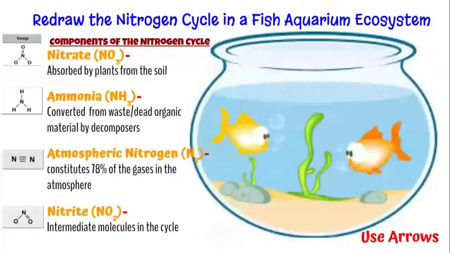So you're going to redraw that nitrogen cycle. So we relisted the words here for you in the definitions into a fish aquarium ecosystem. Don't forget to use various loops. It's not one big cycle, but instead it has different components, and then also use arrows to show which way those molecules would be converted or flow.